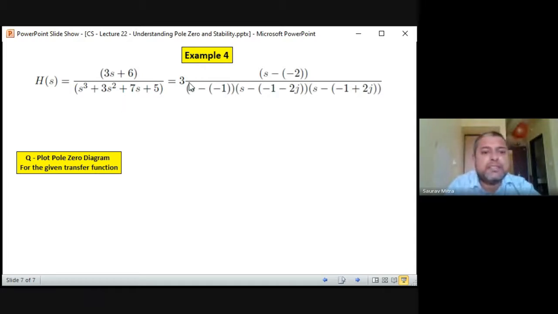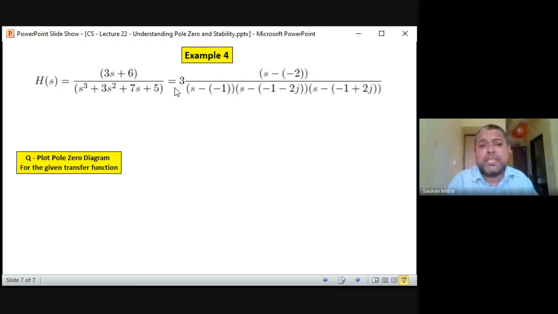So the first job is to take whatever is common out of the numerator, and remember one thing: in the denominator, the coefficient of the highest power should be 1. Always try to keep that. Before finding poles and zeros, always try to make the coefficient of the highest power of s equal to 1. So if I had given you 10s cube plus 3s square plus 7s plus 5, first take the 10 outside. Whatever is the highest power of the denominator, its coefficient should be 1. You do that first in all control system numericals.